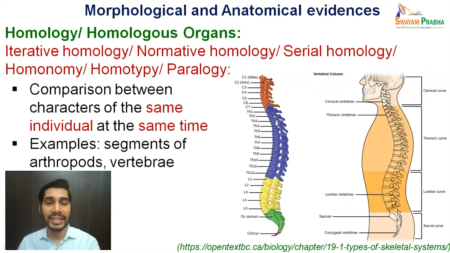And here the example we have shown is of the vertebrae. So these vertebrae do appear similar. They might have common origin, but still they perform slightly different functions. But remember, they are present in the same organism. This is something which we call serial homology.